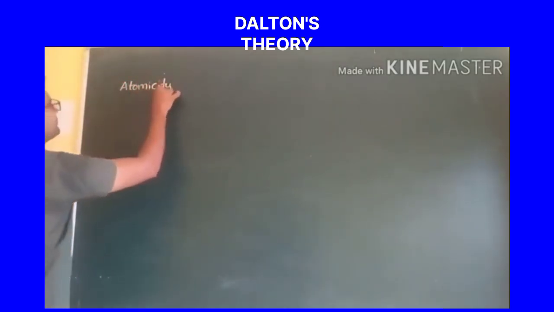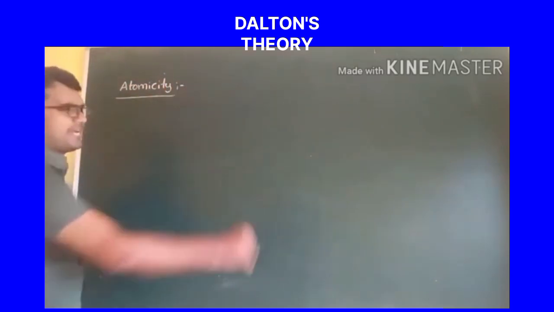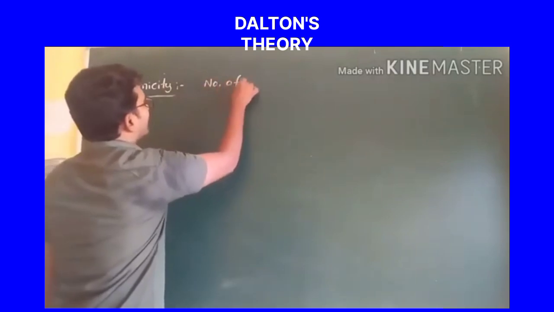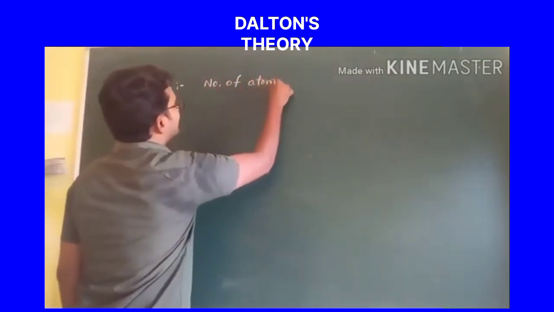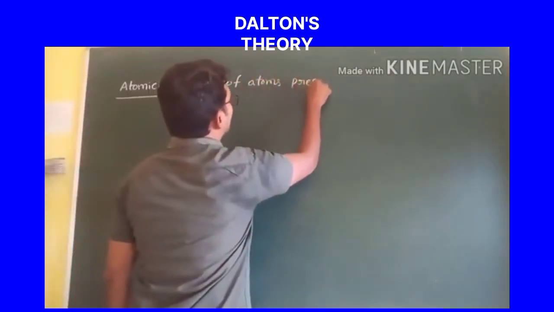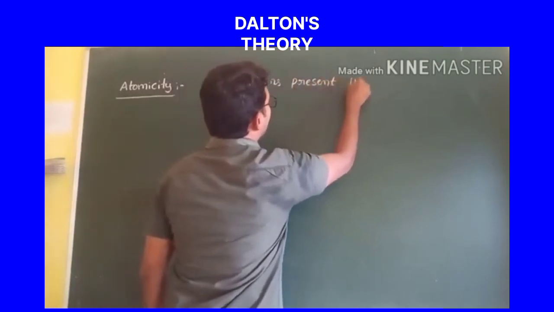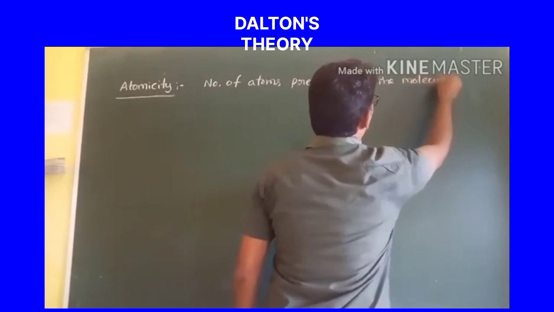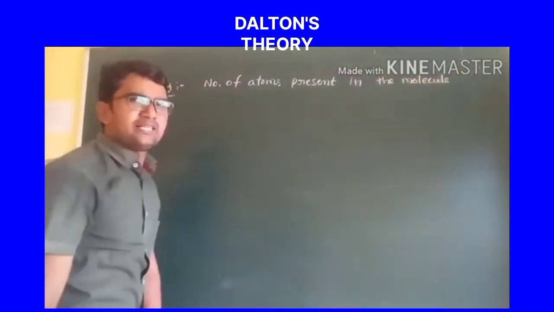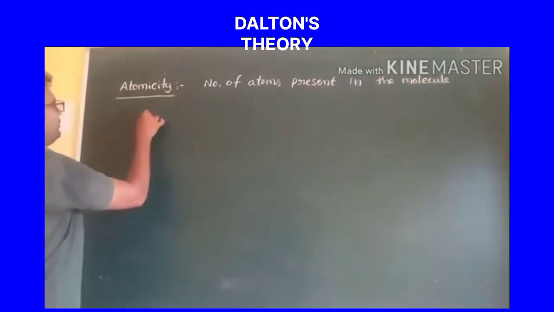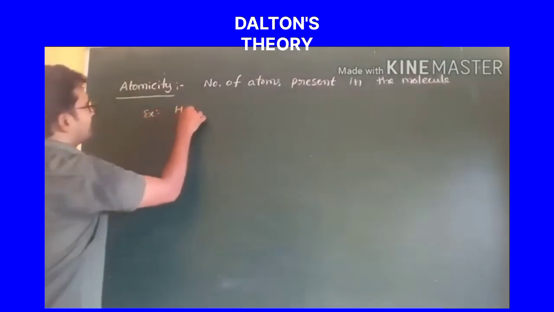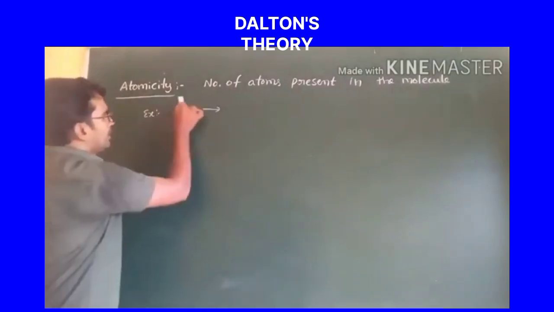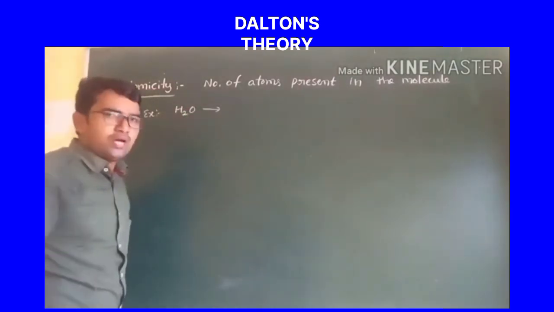Atomicity. Atomicity means the number of atoms present in the molecule. Number of atoms present in the molecule. Example, H2O. What is the atomicity of H2O? How many atoms are present in the H2O molecule?